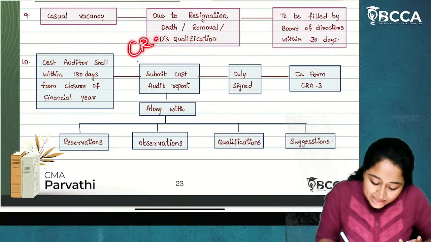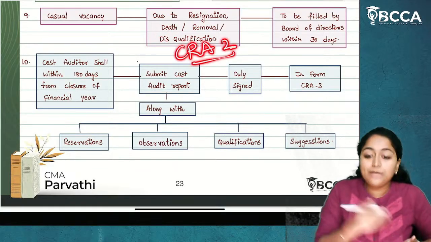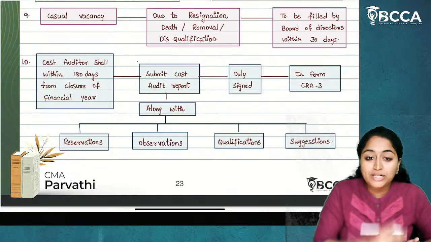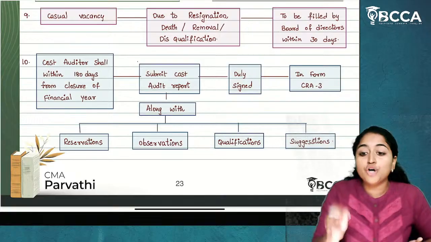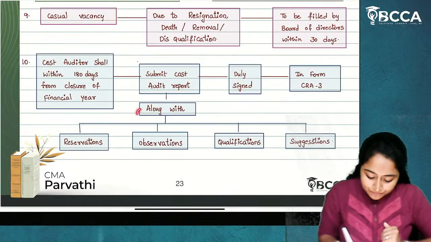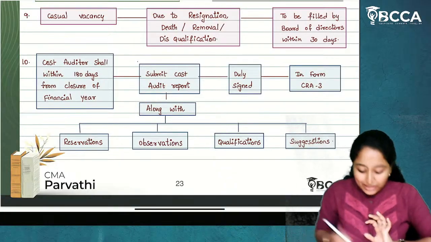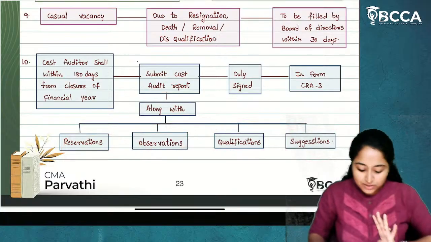Now, what is CRA1? Maintenance of cost records. What is form CRA2? Intimation of appointment of cost auditor by the company to the central government. What is form CRA3? The cost audit report which is prepared and duly signed by the cost auditor. That submission should be done along with reservations, observations, qualifications and suggestions.